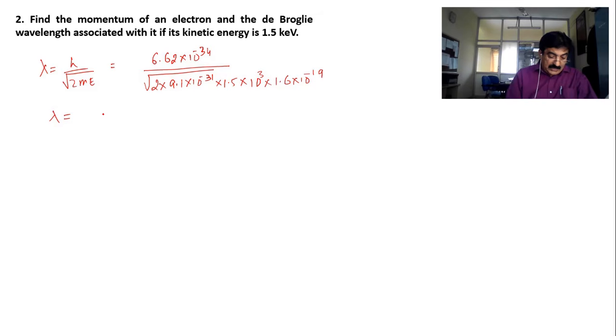Well, so the answer is 3.169, right? Just 1 minute. I made a small mistake. It is 1.5 into 10 power 3. 1.5 into 10 power 3 is nothing but 1500 electron volt only.